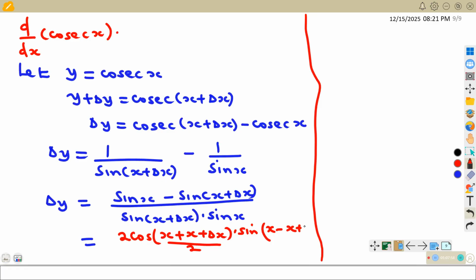Then divided by 2. So the whole of this should be over the denominator, sine of x plus delta x times sine of x. Is it all? Anyone else who can? Thank you so much. This is okay.